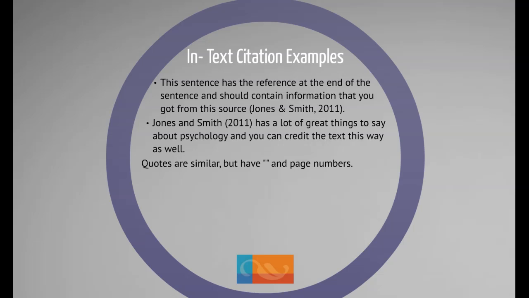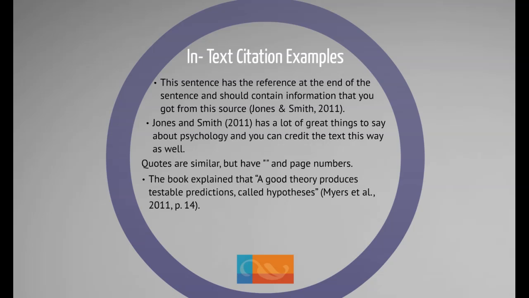Quotations are very similar to citations in APA Style, except they have quotation marks and page numbers. Here's an example of an in-text citation for a quote. Notice how the author and year go directly at the end of the quote after the quotation marks before the period, and we've added in the page number within the parentheses. In APA, we use the abbreviation "p." for a page number.